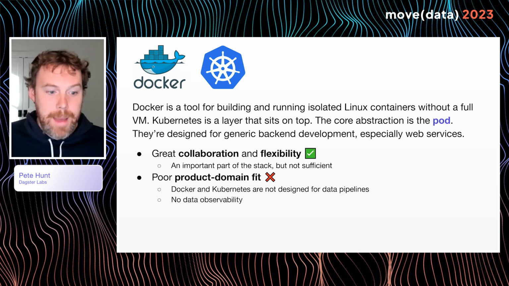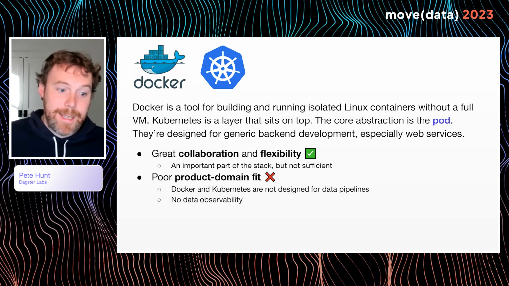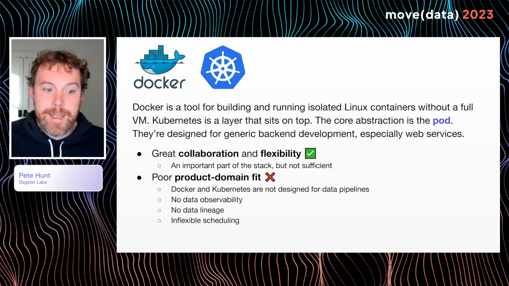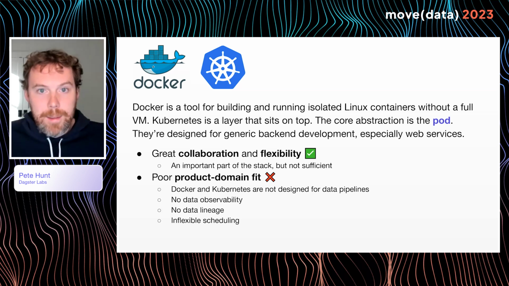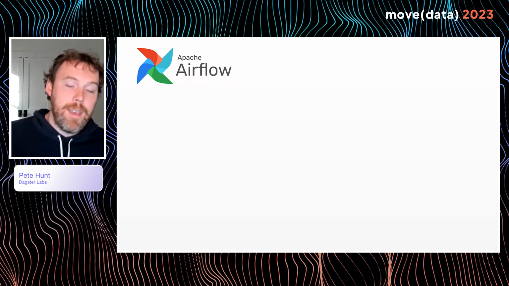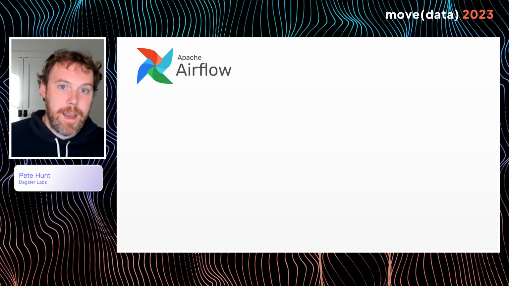So they're not designed for data pipelines. This means that there's no observability into the data that's being passed between tasks. There's no lineage between different containers that are processing data. Scheduling is done in a pretty inflexible way as well. So oftentimes people will adopt something like Apache Airflow, either in conjunction or to replace Docker and Kubernetes.